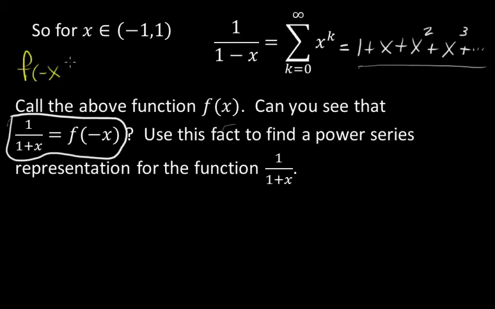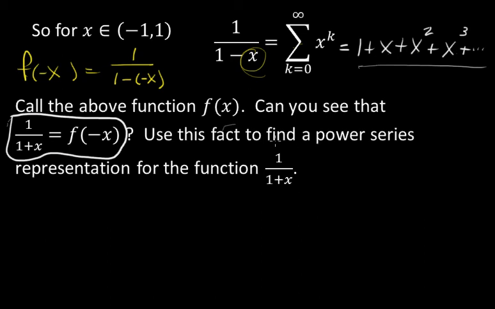Check it. f of minus x is equal to 1 over 1 minus a minus x, which is 1 over 1 plus x. So you can do the exact same function composition. You can take minus x and plug it in for x here in the function. Well, we can do exactly the same thing in the infinitely long polynomial, the power series.